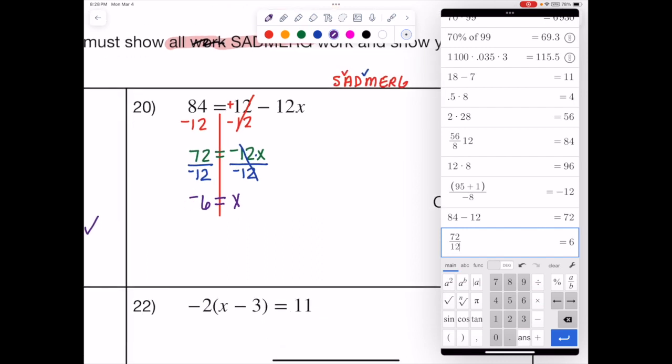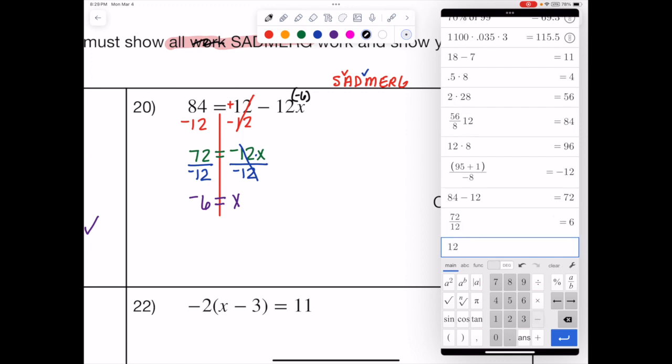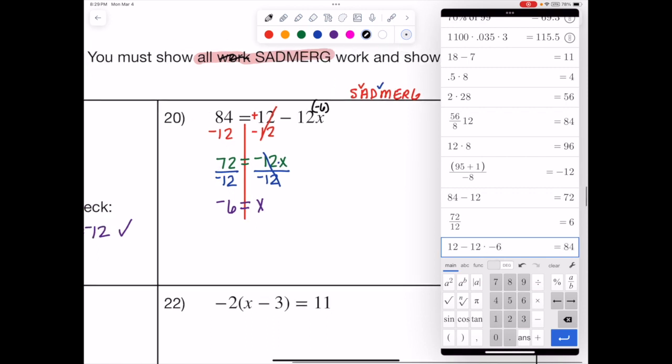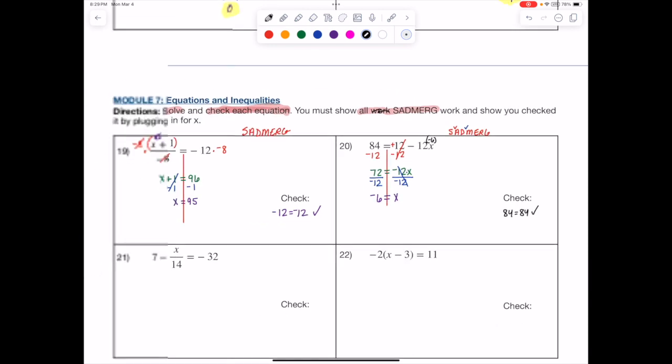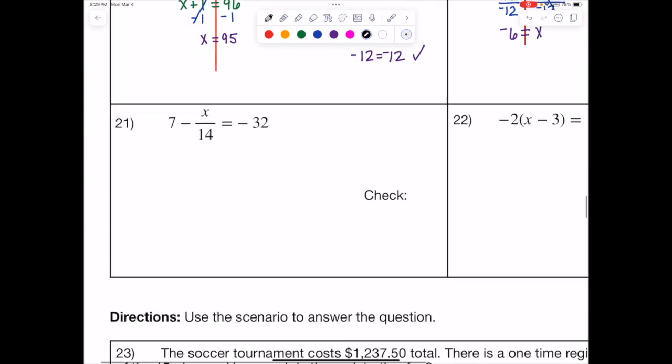Okay, let's go ahead and do the check. We're going to plug negative 6 in for x and see if we get 84. So we have 12 minus 12 times negative 6, and we get 84 equals 84. So we're all set. Check. All right, let's go ahead and try these ones here.